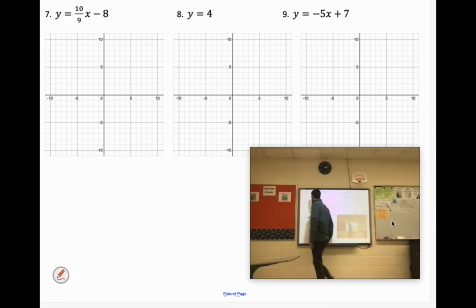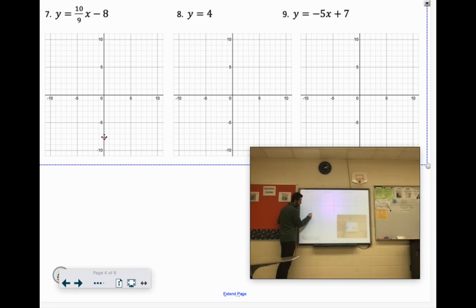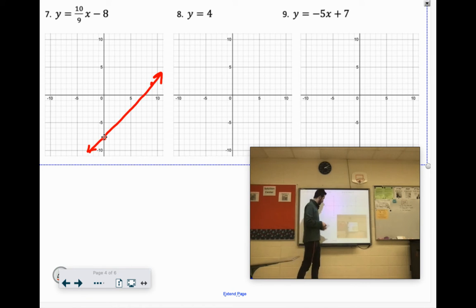10 ninths x minus 8. Our y-intercept is negative 8. Our slope is 10 ninths. So we're going to go up 10 and to the right 9. Don't freak out if you have a fraction. It actually is a little bit easier.